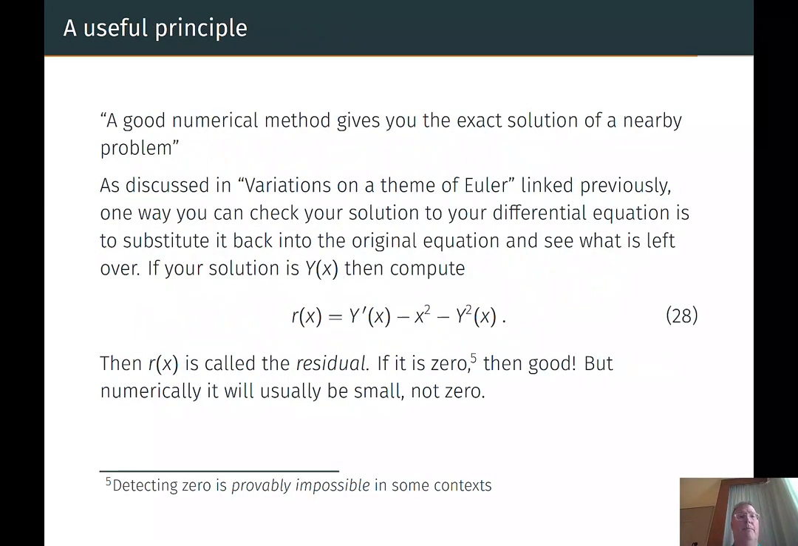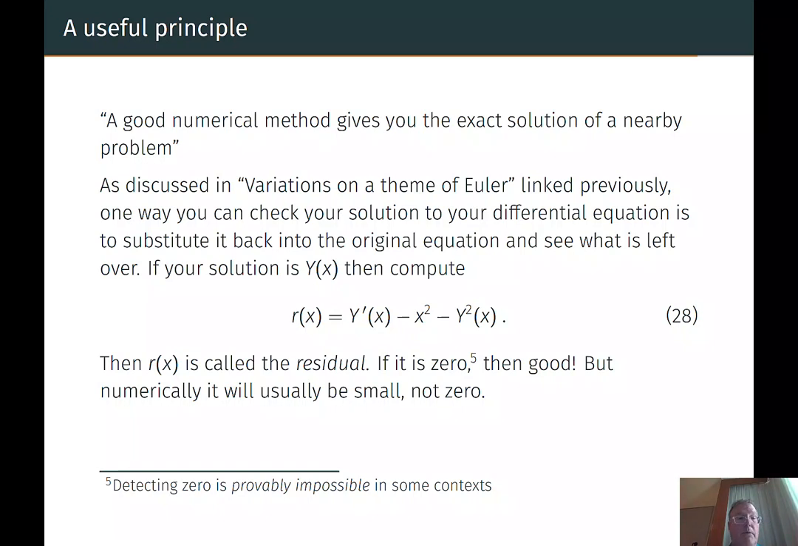Here's a useful principle. A good numerical method gives you the exact solution of a nearby problem. So the paper I discussed previously, Variations on a Theme of Euler, discusses a particular way that you can do this when you solve differential equations numerically. One way you can do it is to substitute your solution back into the original equation and see what is left over. Suppose your computed solution is capital Y of x. The true solution might be little y of x, which you don't know.